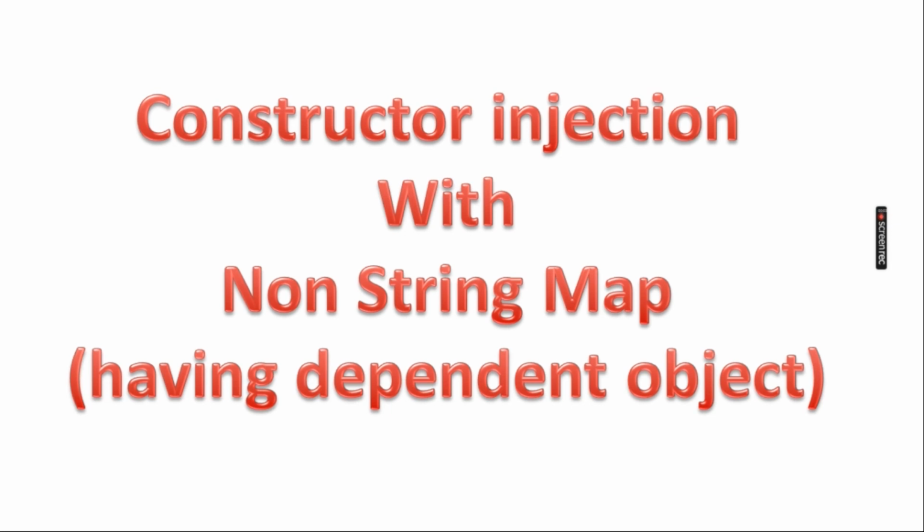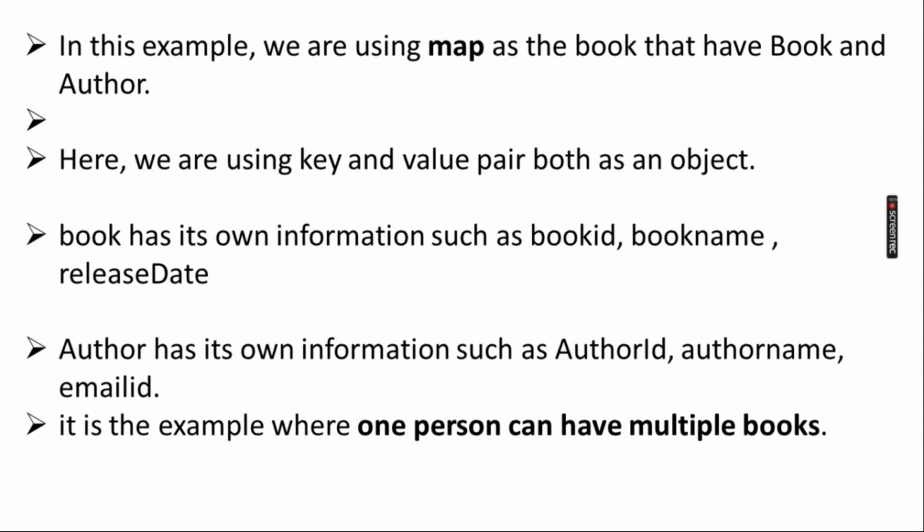Hello friends, in today's video we are going to see constructor injection with non-string map, that is the next topic in our Spring framework chapter. Here we will be having dependent objects. In this example we are using a map of book and author, so we will relate them together and display their information together.